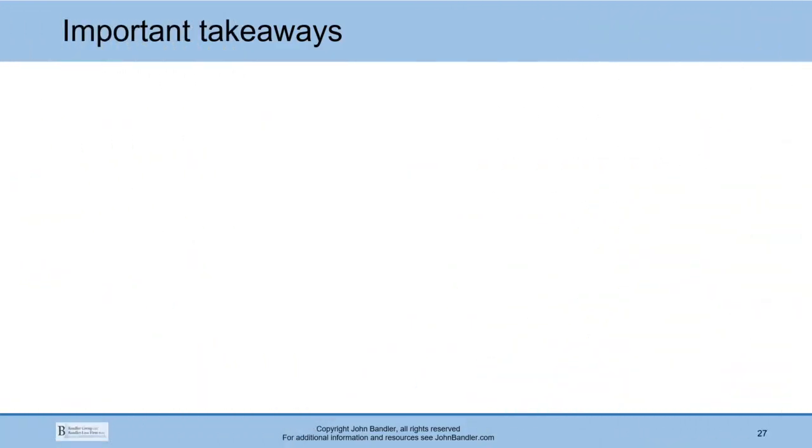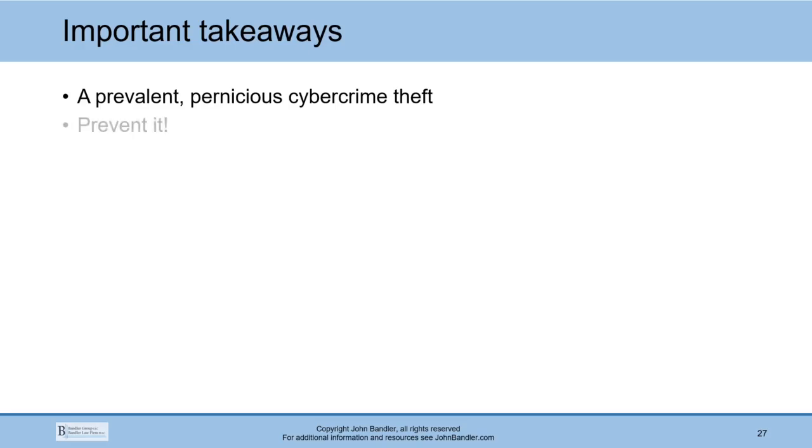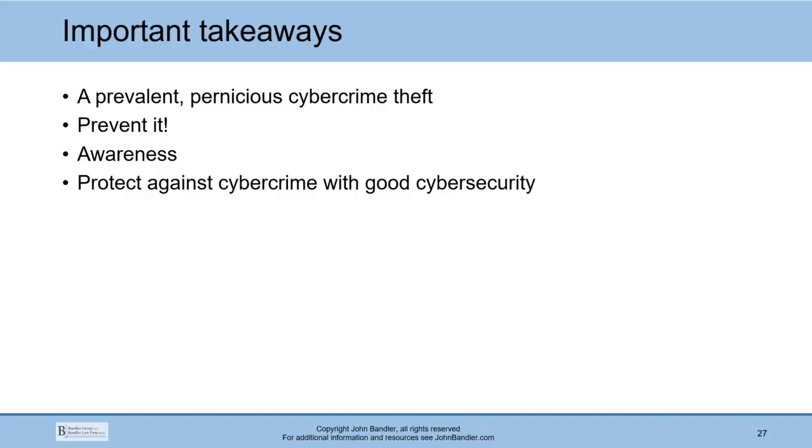Here are some important takeaways. This is a prevalent, pernicious cybercrime theft. It is devastating. People can lose their life savings. Prevent it. We need awareness of it. Hopefully this video gave you that. You want to protect against all types of cybercrime with good cybersecurity, and that will help you with this crime, and make sure you verbally confirm payment instructions.